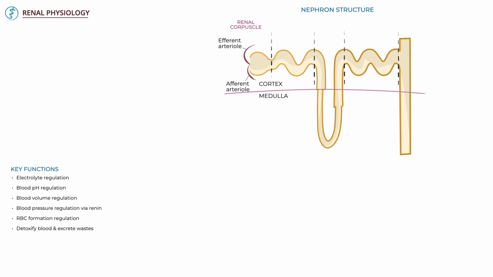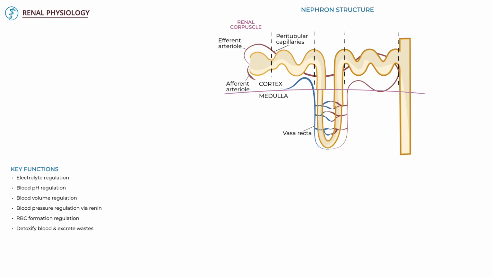Show that the efferent arteriole carries filtered blood away from the renal corpuscle. In the cortex, the efferent arteriole delivers blood to peritubular capillary beds. In the medulla, the nephron loop is accompanied by special capillaries called the vasa recta.